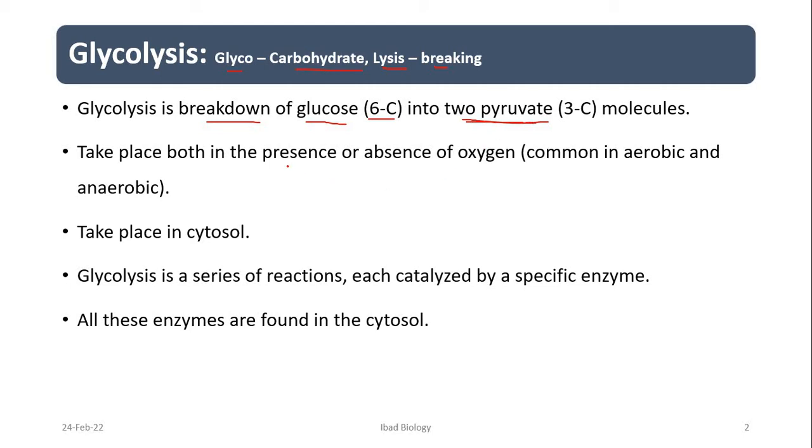The process takes place both in the presence and absence of oxygen, which means that it is a common step in both aerobic and anaerobic respiration. The process takes place in the cytosol. Glycolysis is actually a series of reactions, a pathway, and each reaction is catalyzed by a specific enzyme. All these enzymes are present in the cytosol.